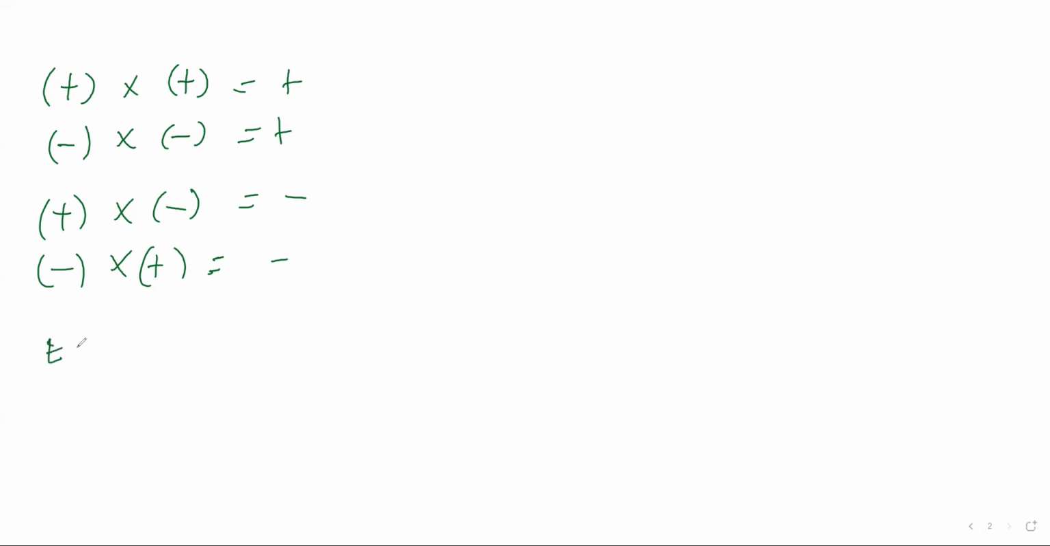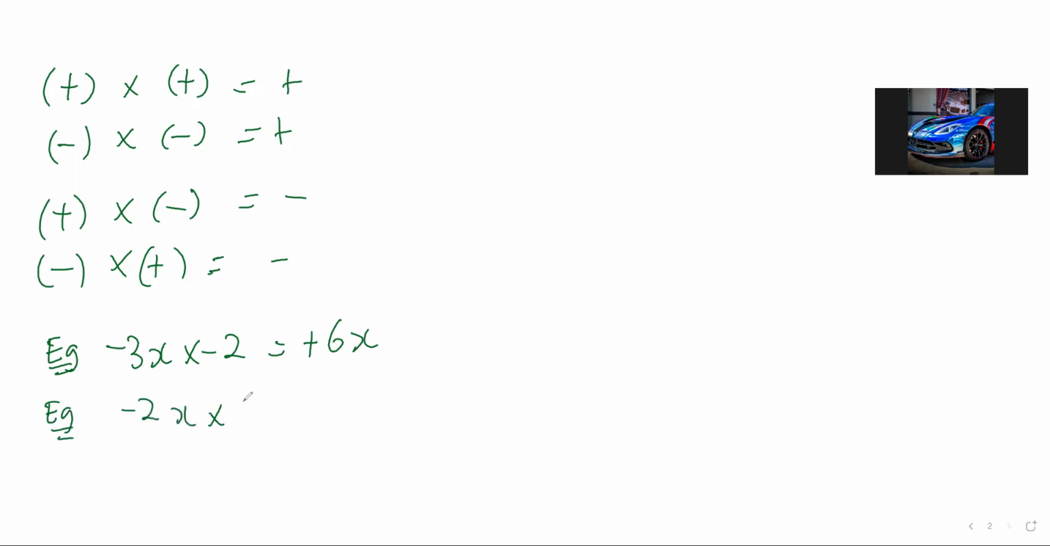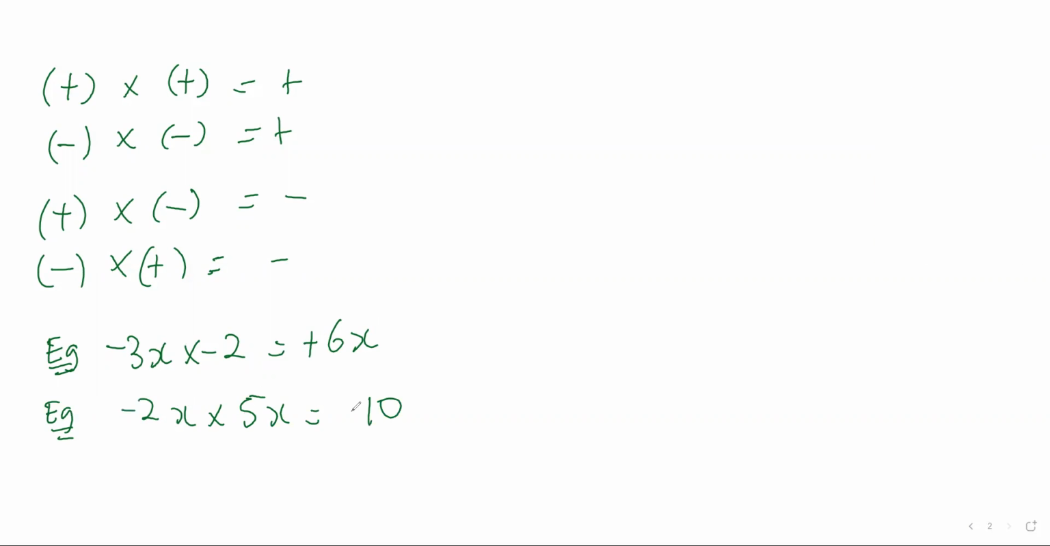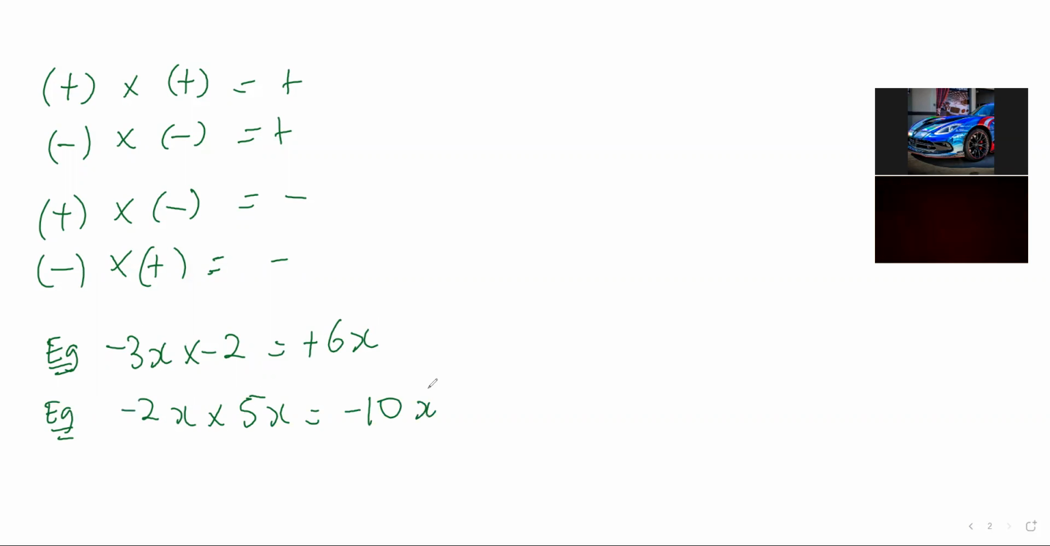And let's do a quick recap here. For example, we had -3x multiplied by -2, right? 3x by 2 is 6x, and negative times negative is positive. Example again here, you could say -2x multiplied by 5x. 5 by 2 is 10. Negative times positive is negative. x times x is x squared, as the case may be, right?